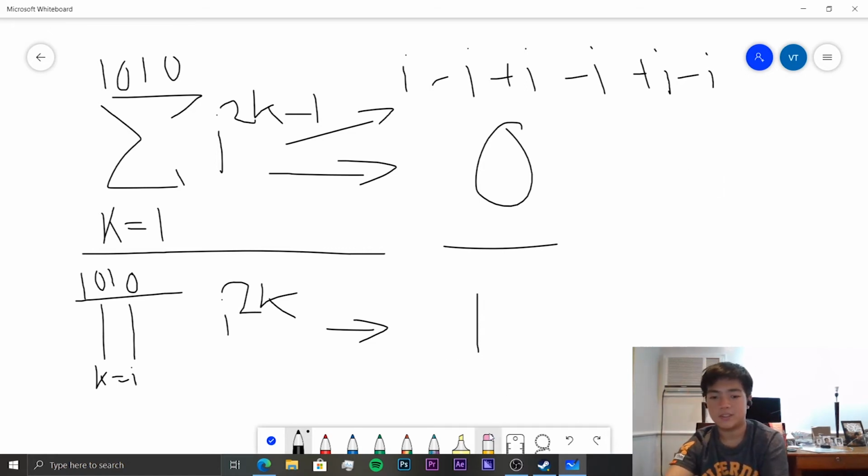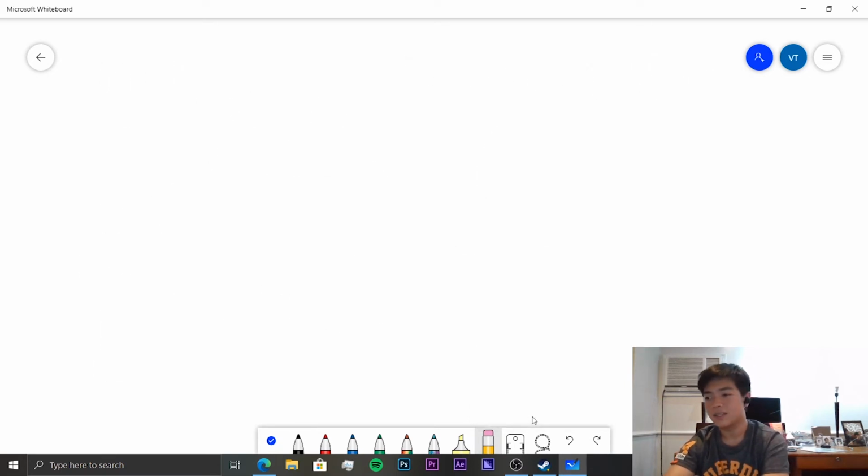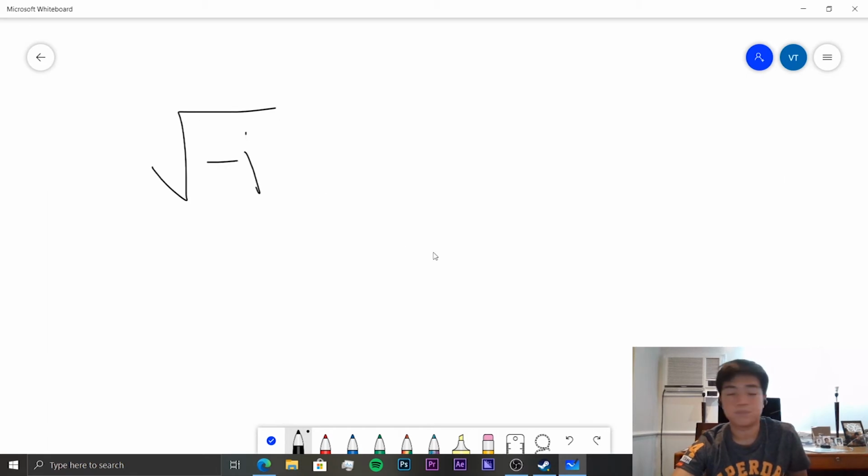I've been experiencing a lot of errors with the actual answers given in the book. So it could be that that is just the case. Anyways, let's move on to the next question. So we need to evaluate the following: we need to find the square root of negative i.